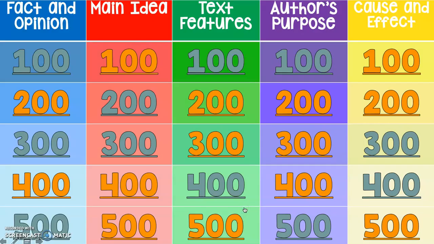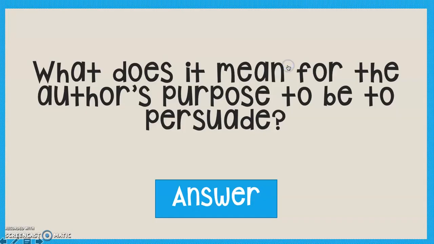All right, let's get these 100s out of the way. Let's do author's purpose 100. What does it mean for the author's purpose to be to persuade? So what is the author trying to do if they're trying to persuade you? Or what might be the reason they would write something to persuade?